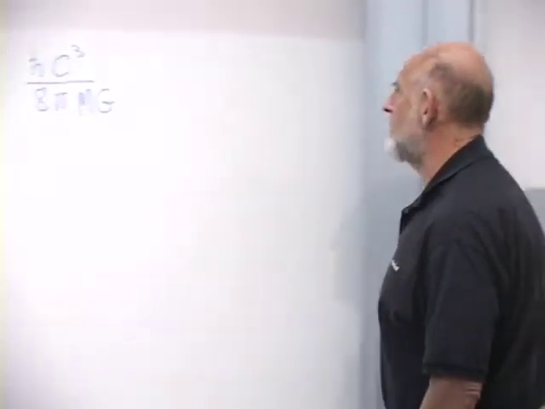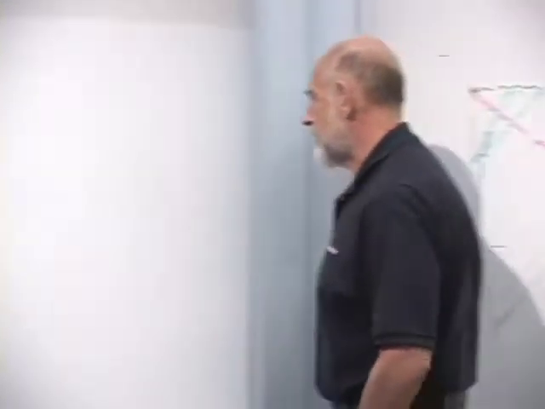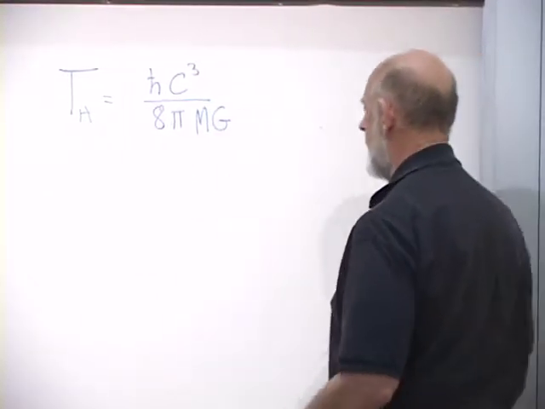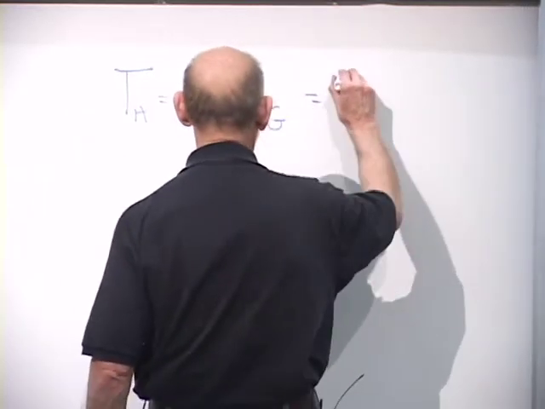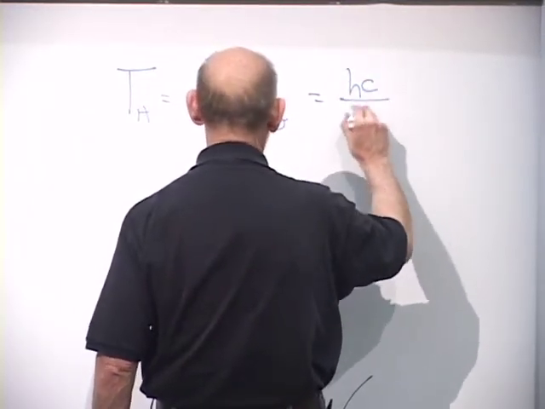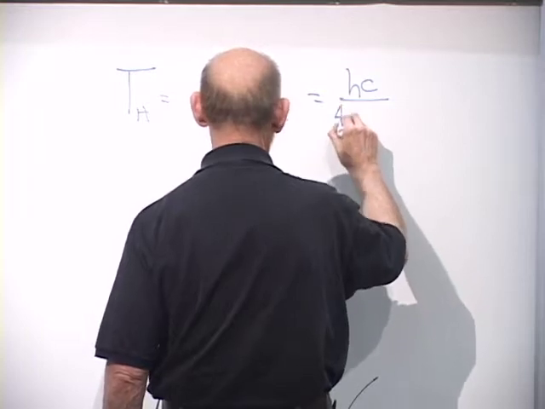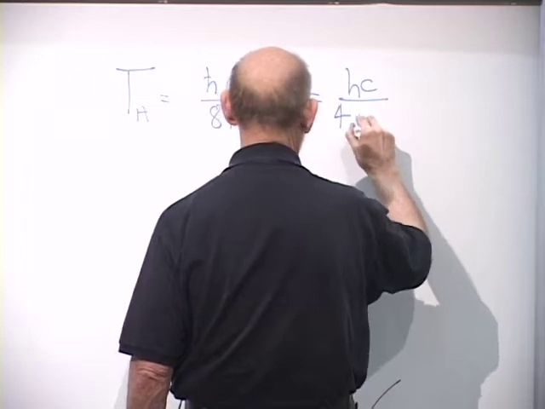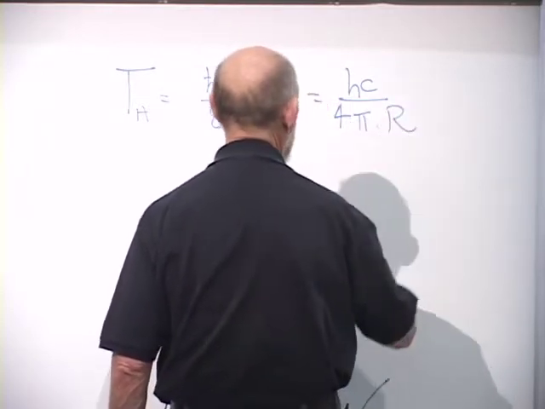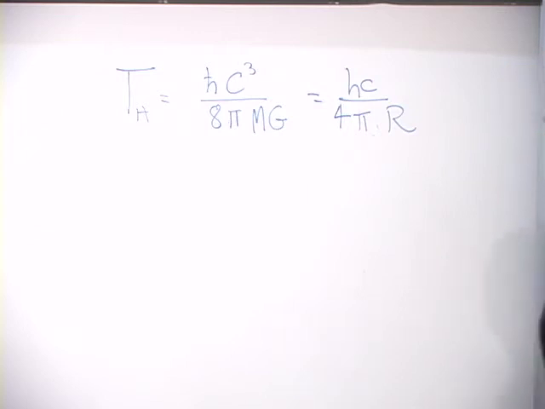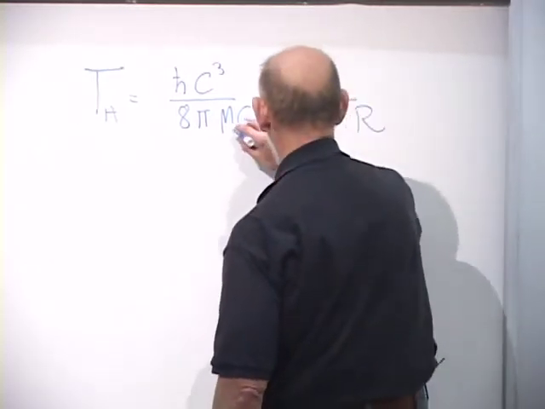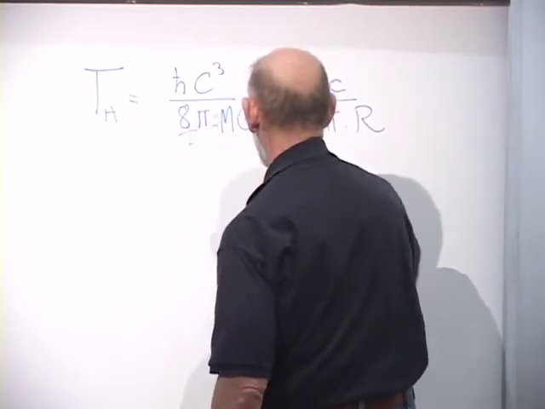which we could also write in terms of the Schwarzschild radius. 2GM divided by c squared is the Schwarzschild radius, so this is also equal, I think, to h-bar c over, looks to me like 4 pi r. Do I have that right? Two GM, I'm slow, I have to put a 2 here and then divide by 2. Yeah.